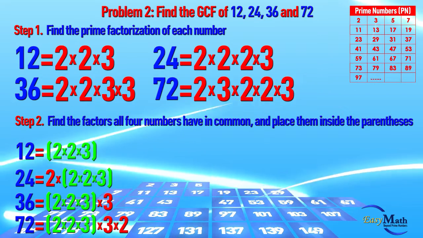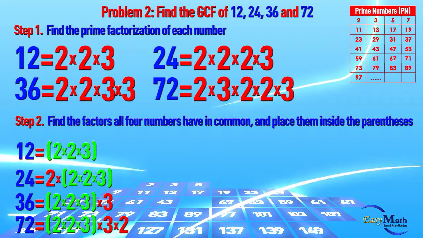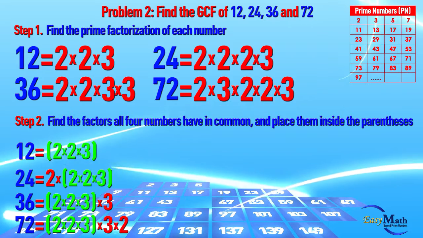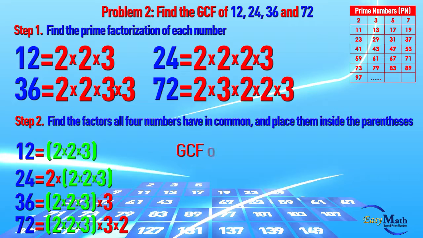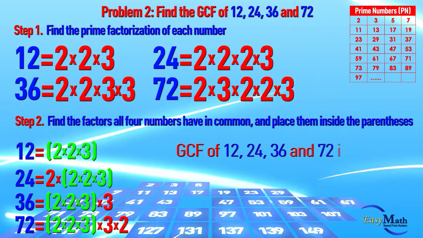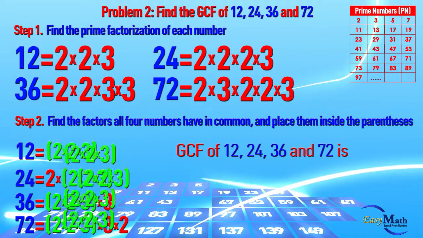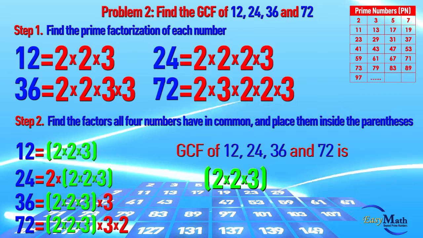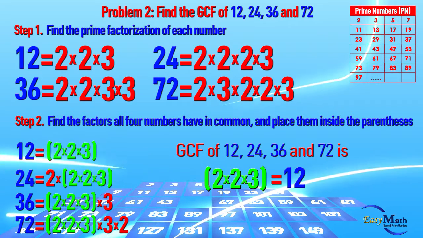Since these four numbers have three common factors, 2, 2, and 3, we have to multiply them. Thus, the greatest common factor, GCF, of 12, 24, 36, and 72 is 2 times 2 times 3, which equals 12.